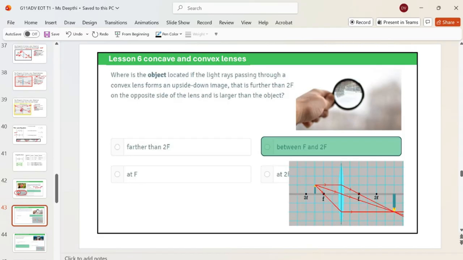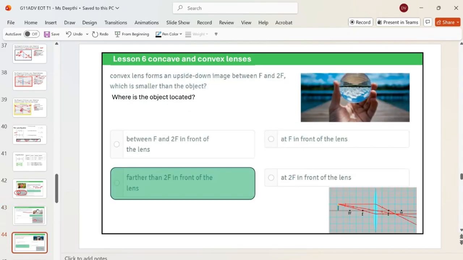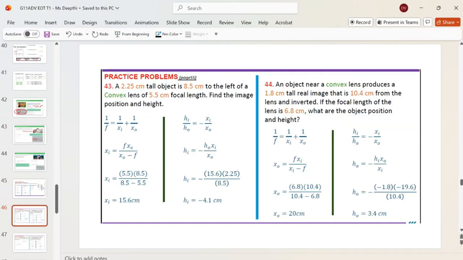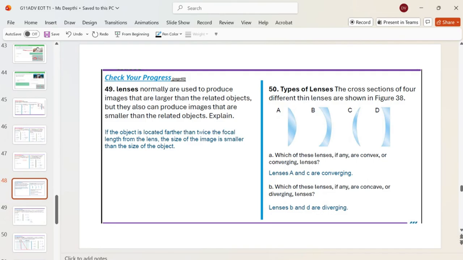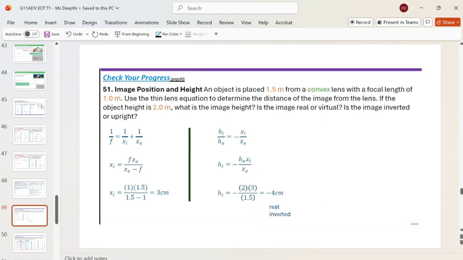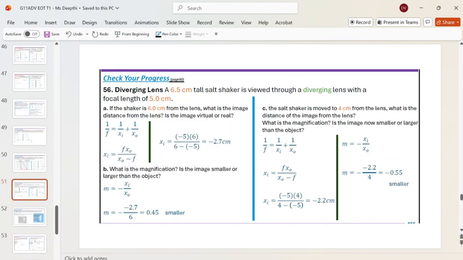So this question: when does a convex lens produce a larger image on the other side, inverted? When the object is between F and 2F, right? It produces a larger image beyond 2F. That picture was also there for drawing. So these are the questions related to the picture itself. Hope that's all clear to you. You just solved the problems.